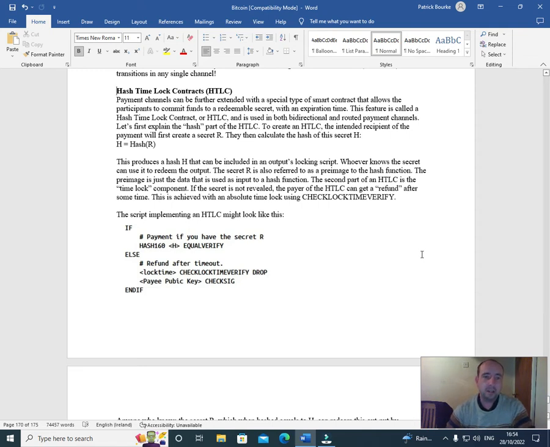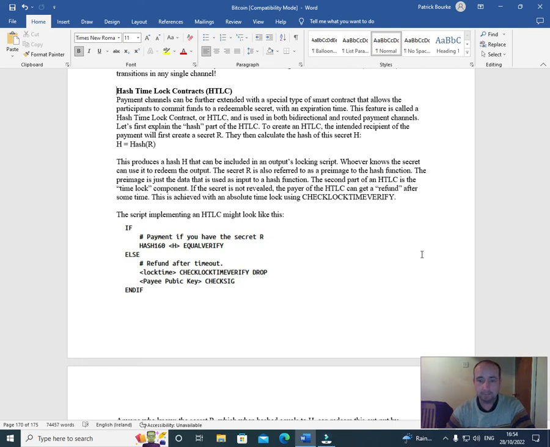Hash time lock contracts, HTLC. Payment channels can be further extended with a special type of smart contract that allows the participants to commit funds to a redeemable secret with an expiration date. This feature is called a hash time lock contract, or HTLC, and is used in both bidirectional and routed payment channels. Let's first explain the hash part of the HTLC.